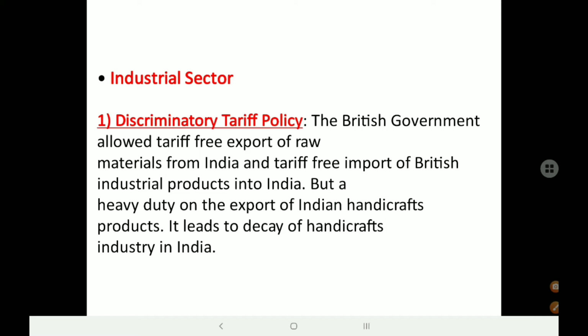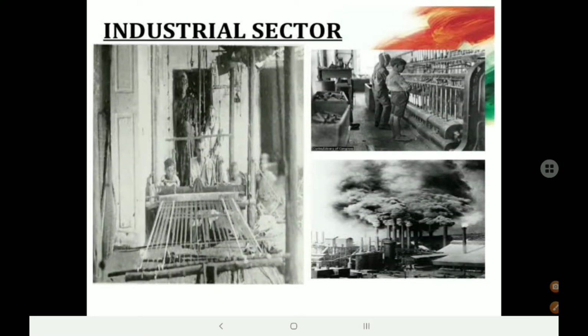This policy allowed free export of raw materials from India and free import of final goods of British industry to India. But heavy duty was imposed on the export of Indian handicrafts. This is the structure of the industrial sector. In this image you can see.